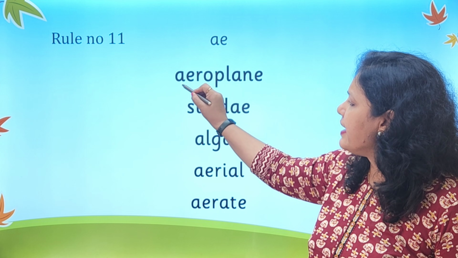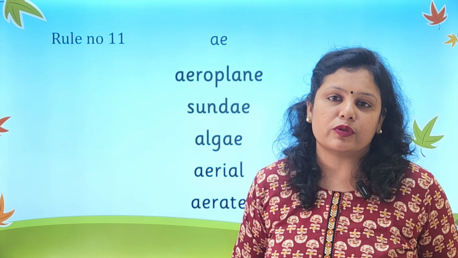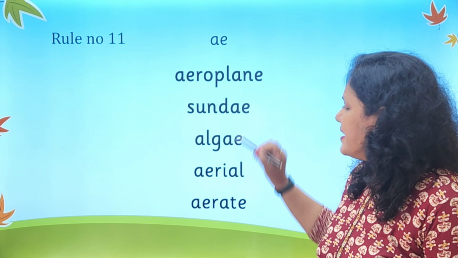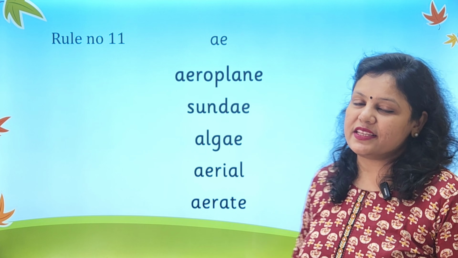So whenever you have A and E together, it will give you the sound of A, it will not give you the sound of A. So it is aeroplane, Sunday, algae, aerial, aerate. So whenever you have AE, it will give you the sound of A. It will not give you the sound of A.